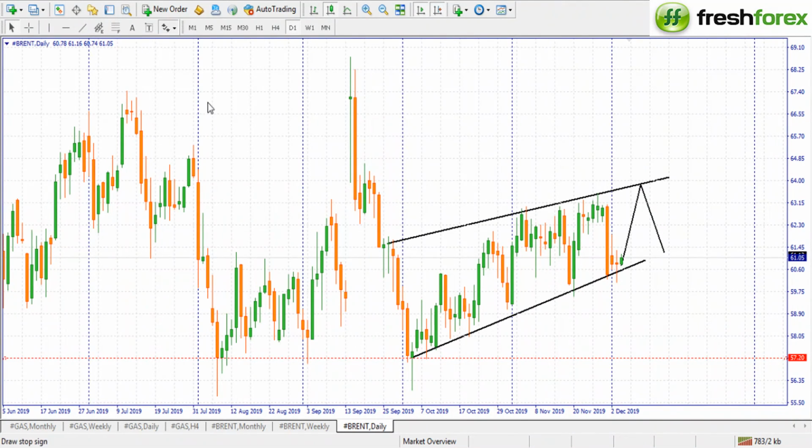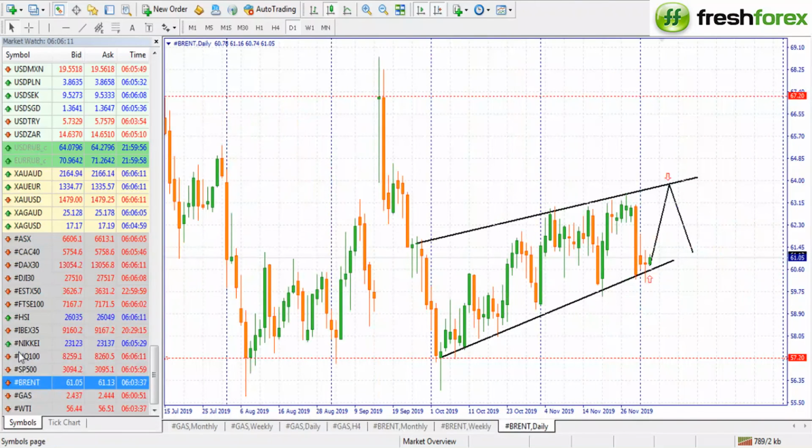So as long as the price does not clearly break above or below these trend lines, we'll be trading reversals, a buy from the bottom and a sell from the top. And if it breaks above, then expect it to proceed up to the top, which is this. If it breaks below, expect it to proceed up to the bottom, which is 57.20.